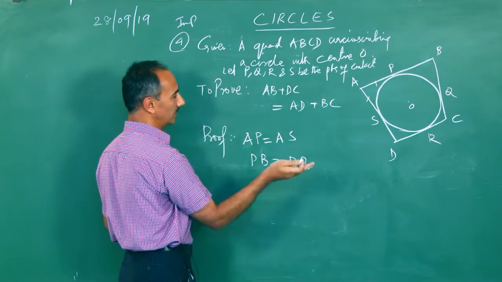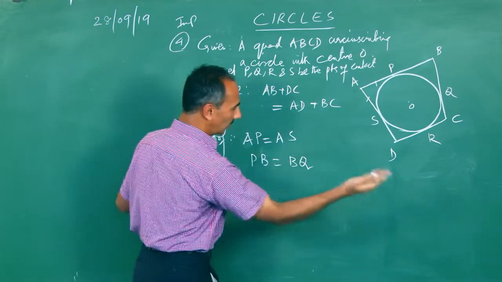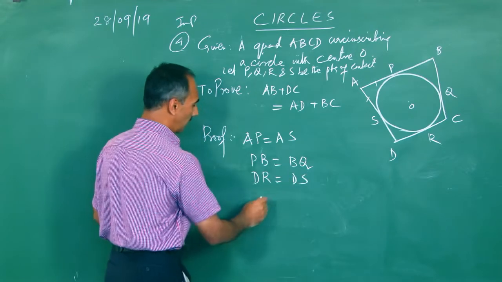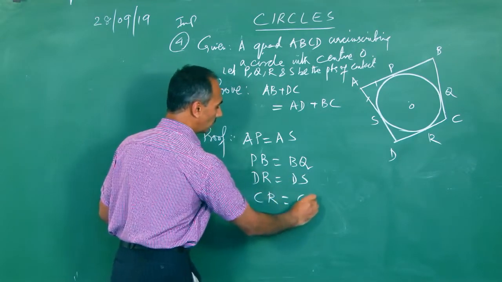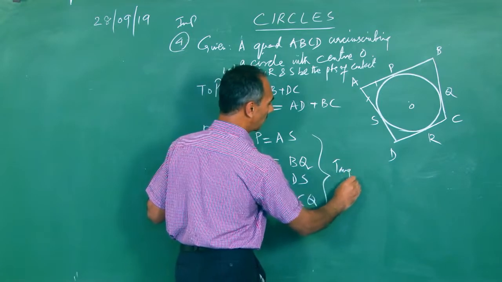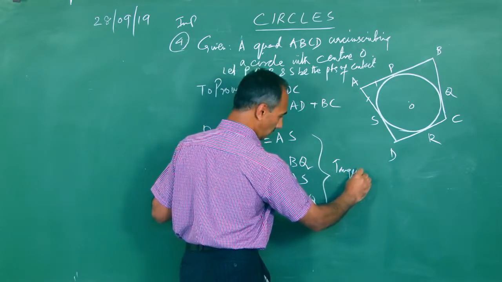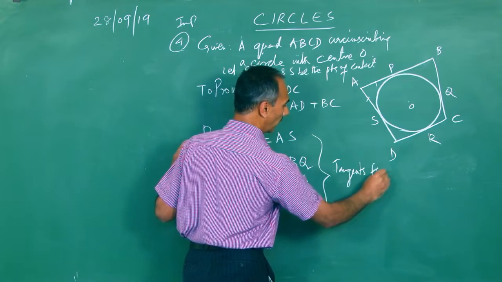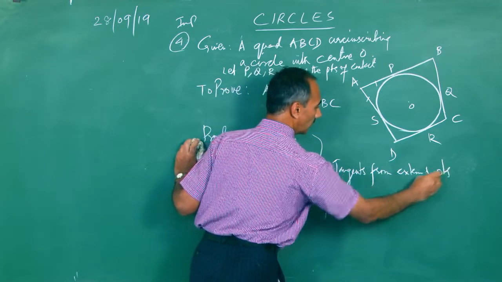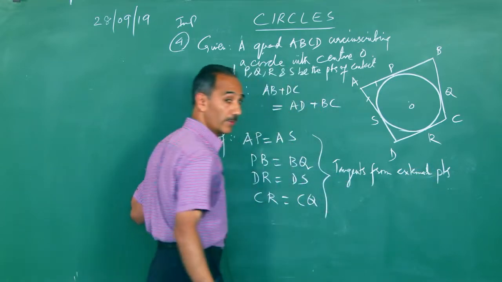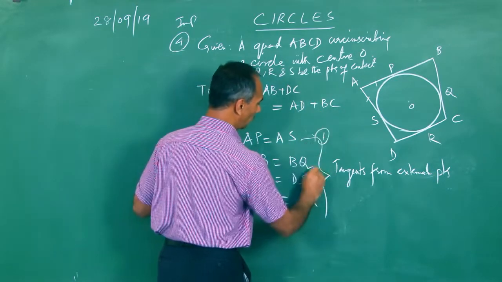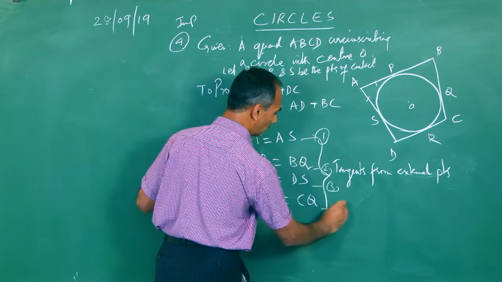Now you want DC. You want AB plus DC. Move to the other side. See, DR is equal to DS. And CR is equal to CQ. What are all these? In short, they are tangents from an external point, or you could say tangent segments. Do write tangents from external points, because tangents from external points are all equal. So you have four equations. This is equation 1, equation 2, equation 3, equation 4.